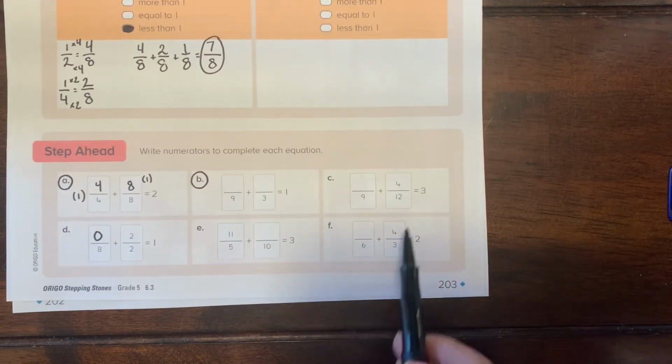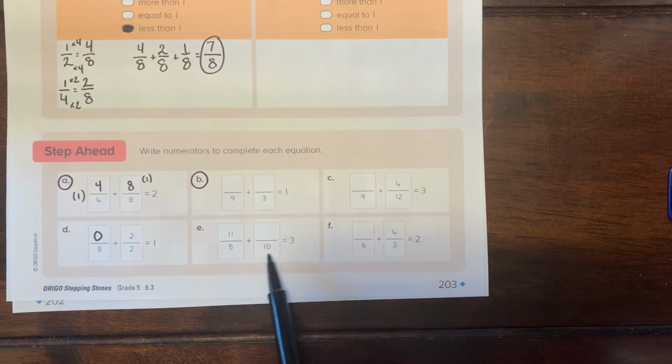But on these 3, you're going to be given one of the fractions and you just need to fill in the missing piece. If you want to, you can maybe change the denominators to be the same and kind of figure out what pieces are missing and then go from there.